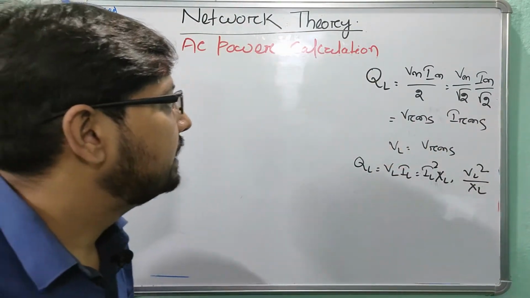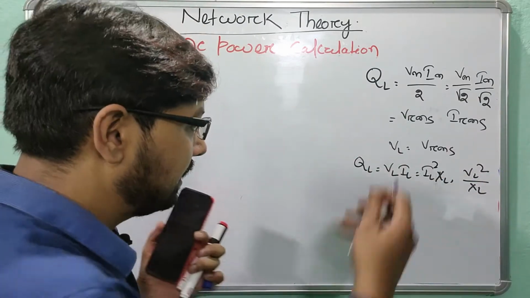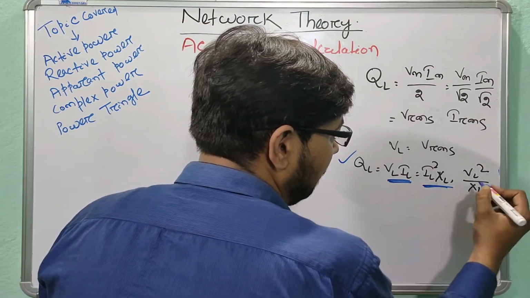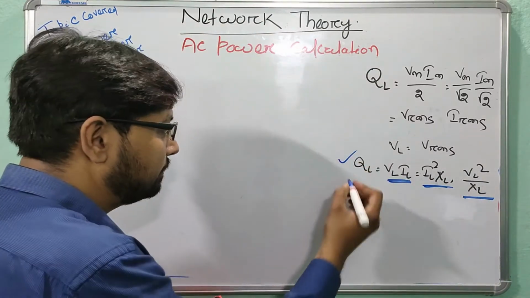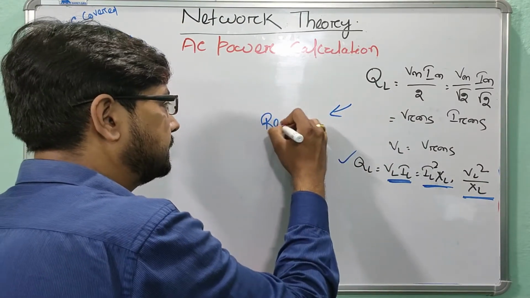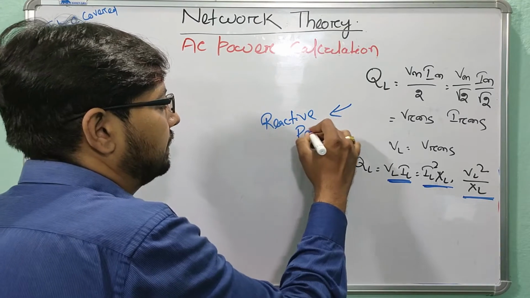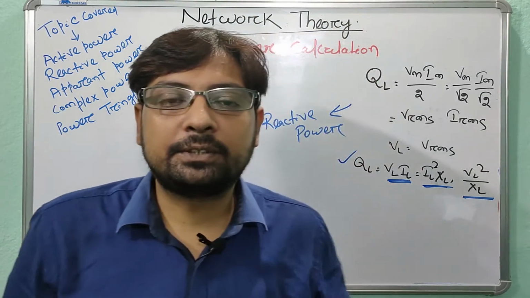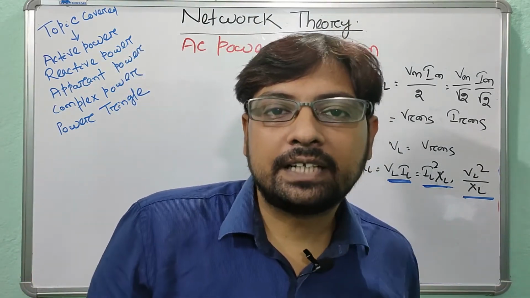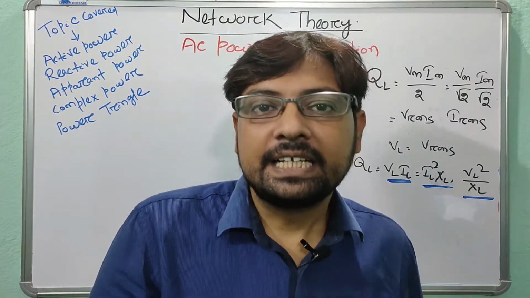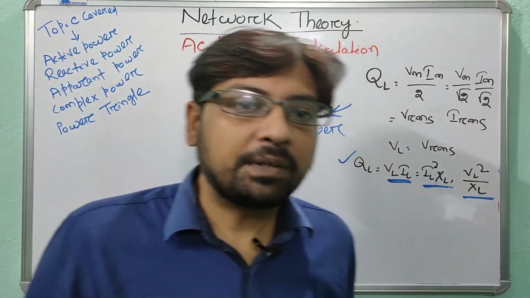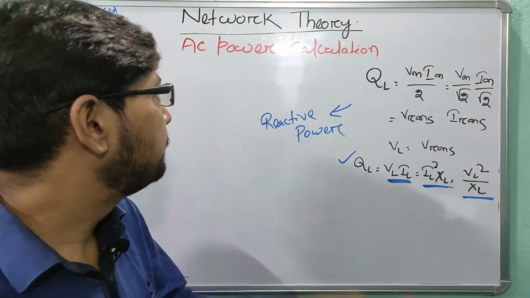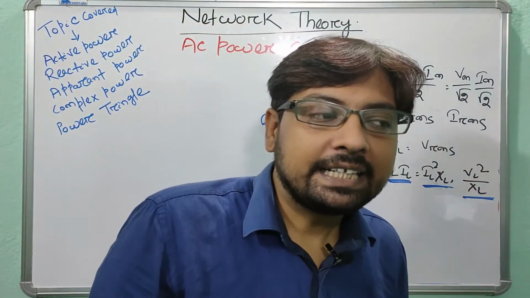So for the inductive circuit, VL is equal to Vrms. Now what is my QL? QL is equal to VL into IL, so VL into IL, IL square XL or VL square by XL. This is my reactive power. Now you know here the reactive power is the energy exchange between the load and the source. Here you get positive reactive power, that is your lagging reactive power. So for a purely inductive circuit you get lagging reactive power.